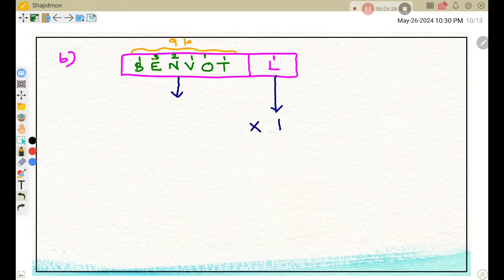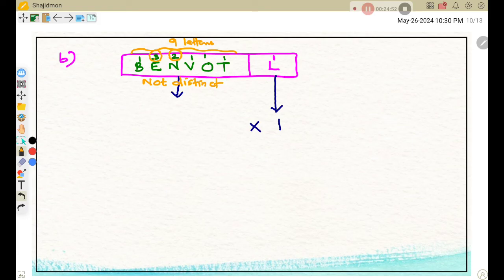9 letters. Is it distinct or not distinct? Not distinct, because the E letter is repeating 3 times and the N letter is repeating 3 times, correct? So I am writing here: this part is not distinct, because the E letter is repeating and the N letter is repeating. So if it is not distinct, how many permutations can we create?